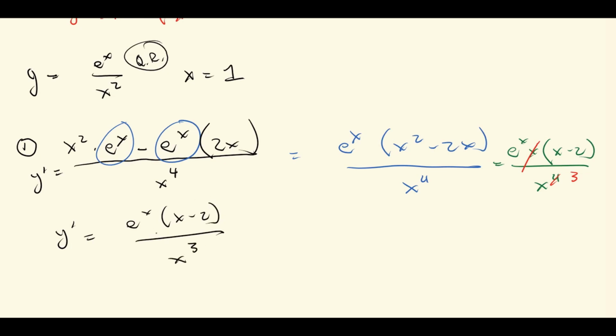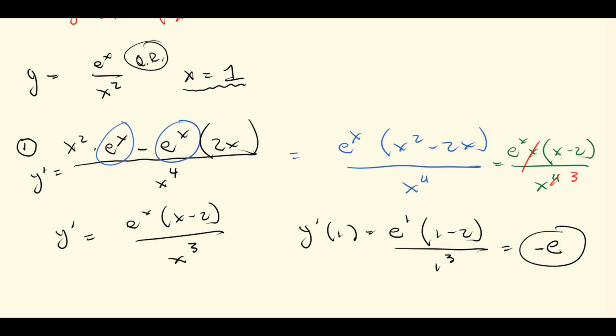So now that we got the derivative, this will help us find the slope, or the instantaneous slope, at x is equal to 1. So we'll go ahead and plug in 1 for all the x's to get our slope. So doing that, we're going to get e to the 1st times 1 minus 2 over 1 to the 3rd, which is the same thing as e times negative 1 divided by 1, which is just negative e. So here we got our slope.